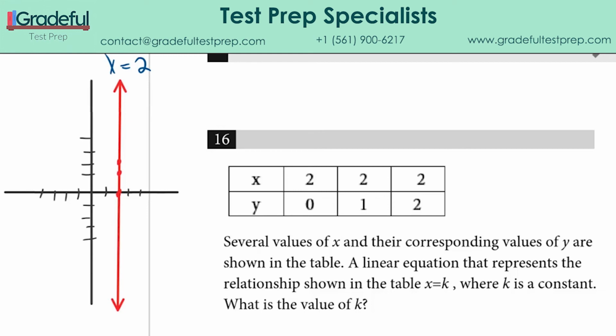Similarly, if we had something like y equals 4, that would be the collection of all the points that have a y value of 4, and it would draw out a horizontal line. So we want to have that firm understanding of vertical and horizontal lines. So here, this is the equation x equals k, and it's the equation x equals 2. So what's k? K is 2, and that's our answer for number 16.